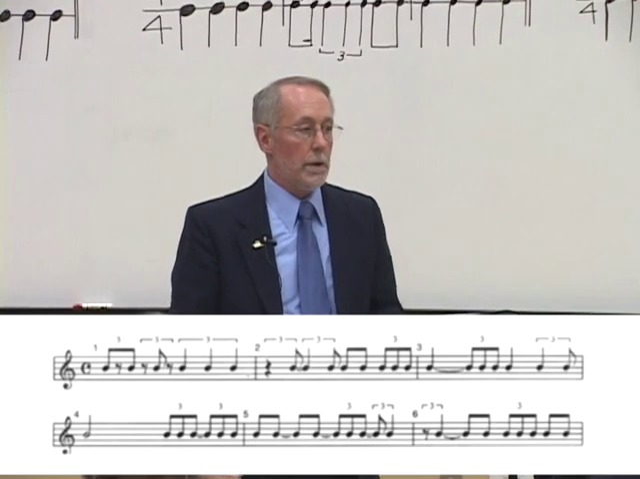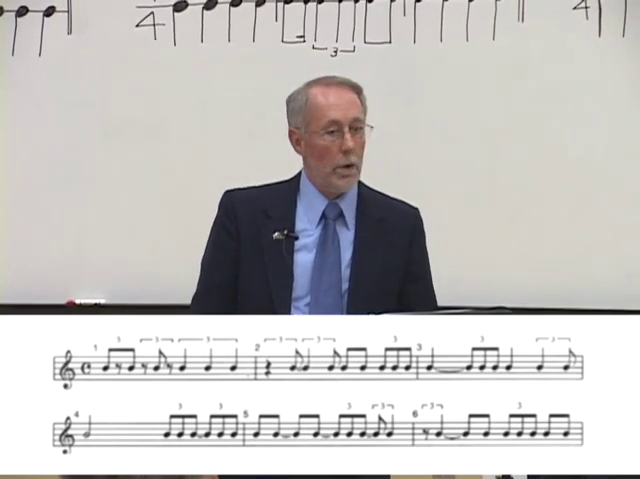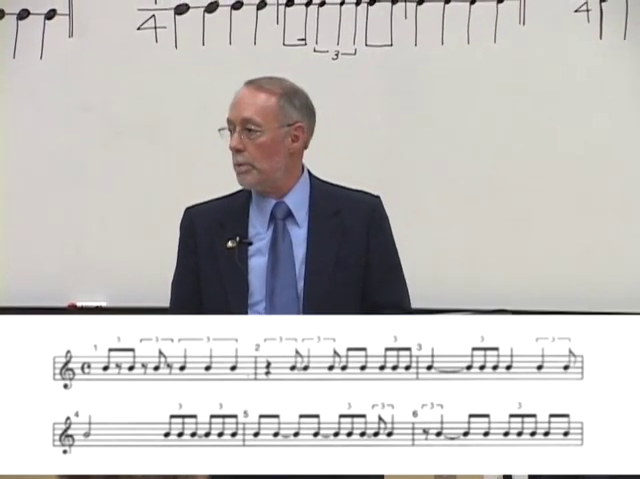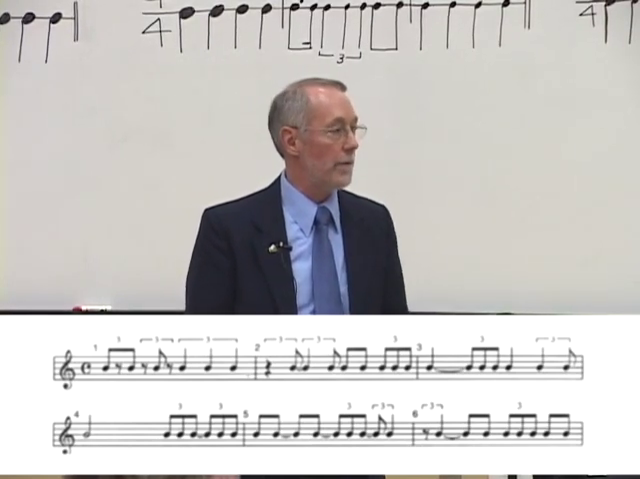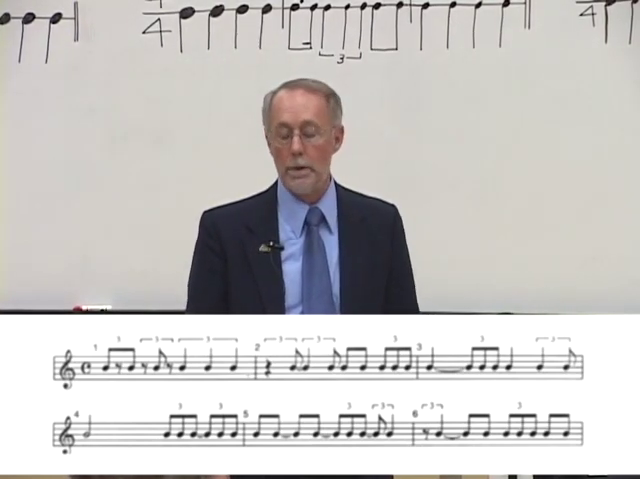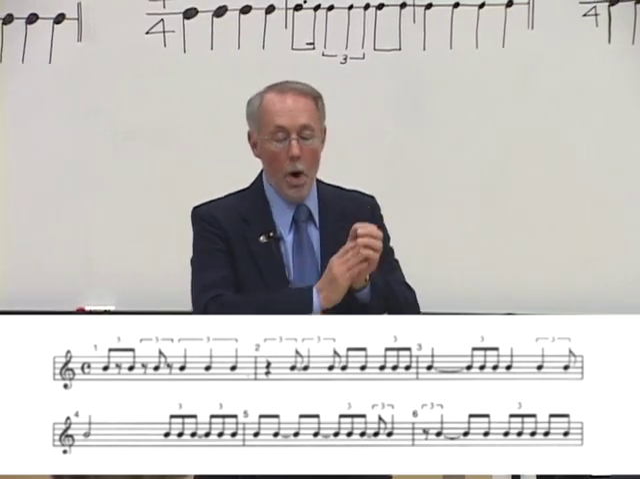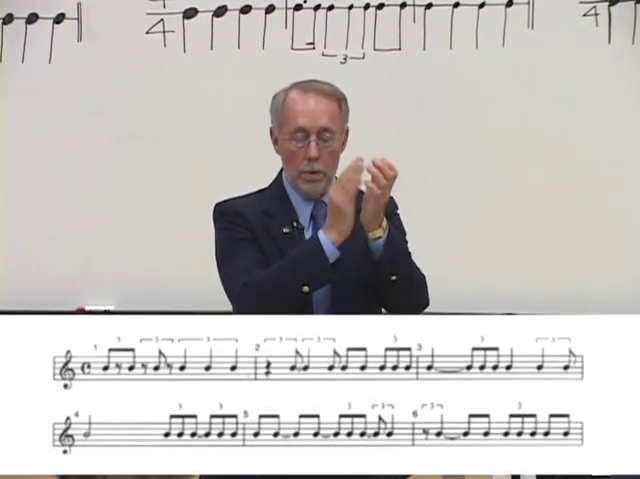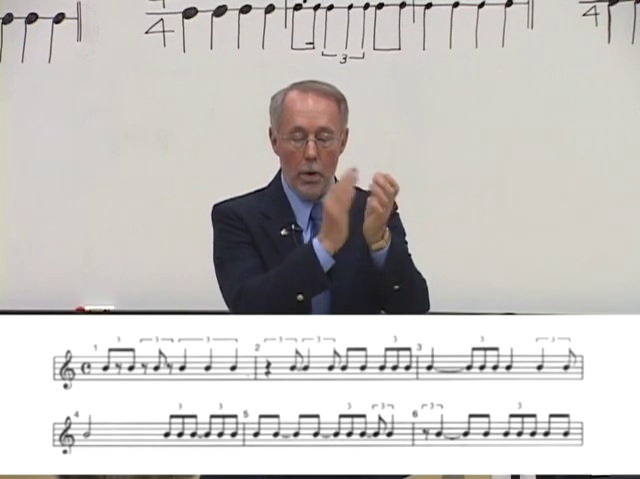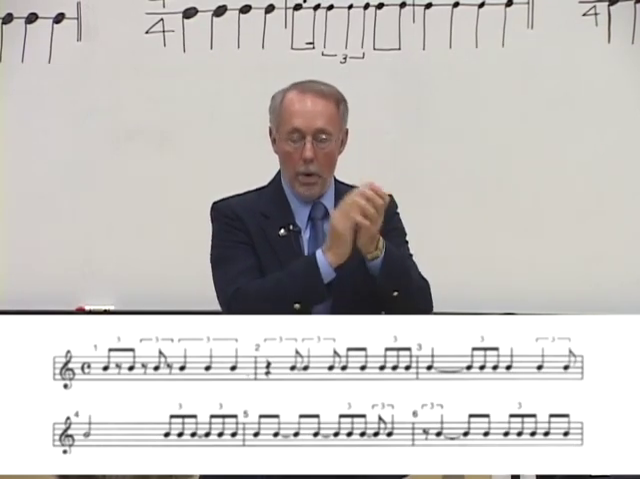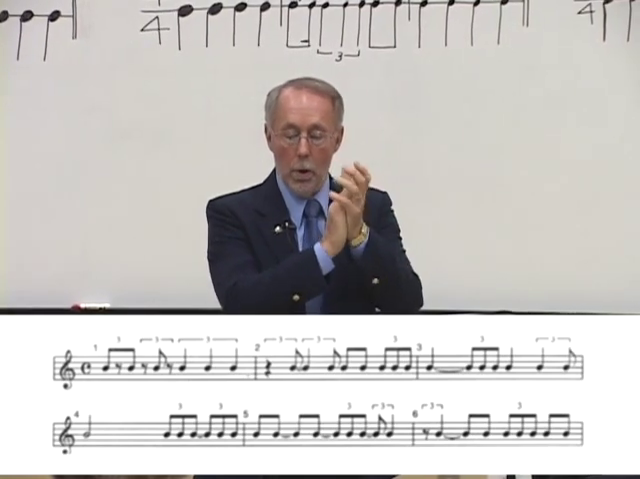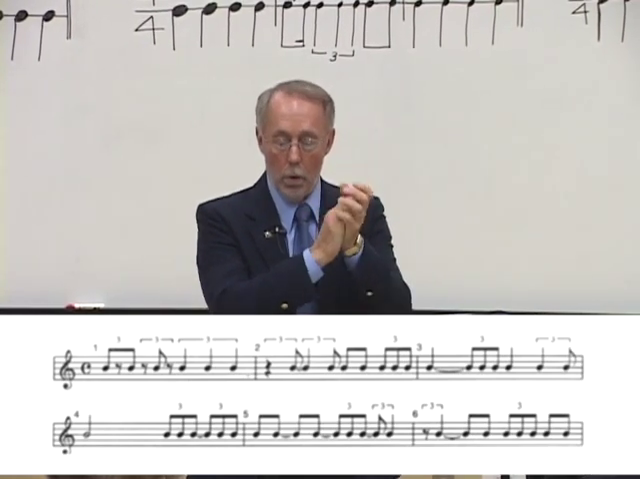However, I could take this metronome and I could move it over an eighth note of the eighth note triplet, and I'm going to say this is now the second note of the eighth note triplet, not the first note. So it becomes olet two, olet three, olet four, olet one, olet two, olet three, olet four.